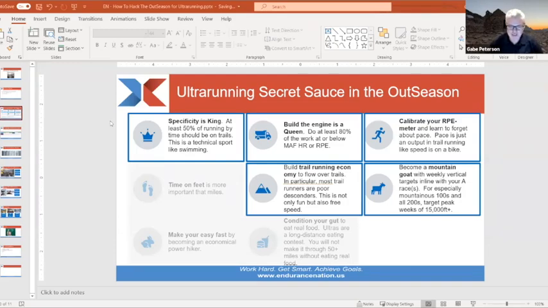The other 2 are building your trail running economy. So this is key. This is a technical sport, and the faster you can go over technical terrain with the least energy expenditure is critically important. And the thing I highlight there is descending. I think I've done 17 ultras, and I would say about 90% of ultra runners are very poor descenders.